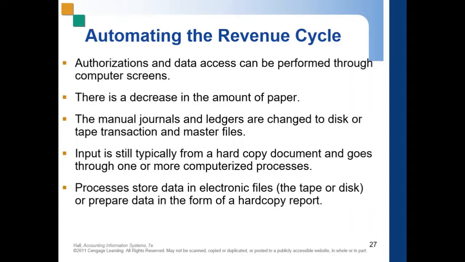Another is, if you are to automate the revenue cycle, the manual journals and ledgers are changed to disk or tape transactions and master files. So it's in the system. Next is, input is typically from a hard copy document and goes through one or more computerized processes. So you should still have the hard copy document, but then again, the rest of the processes is through the system already. Another is, processes store data in electronic files or prepare data in the form of a hard copy report.